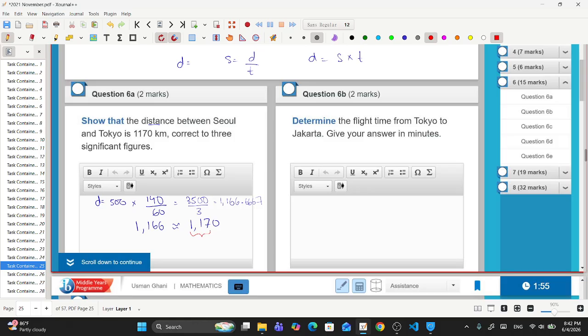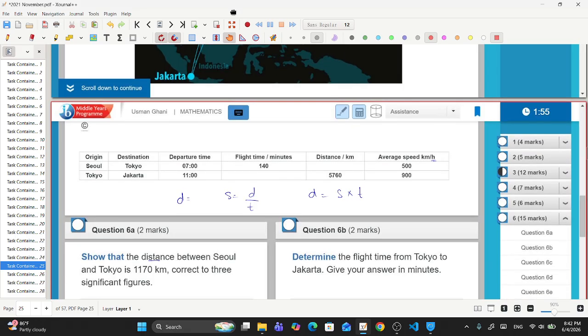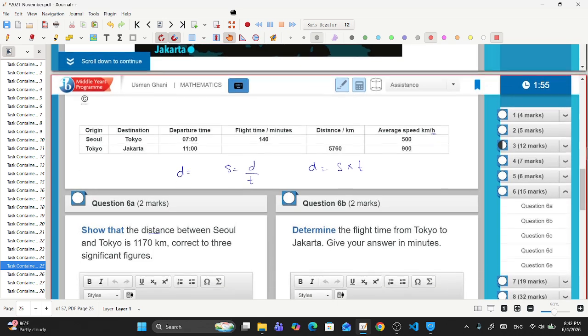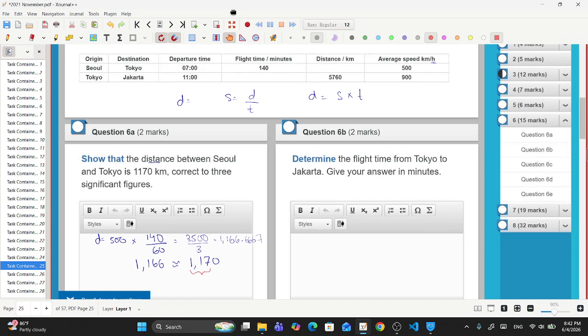Then it says determine the flight time from Tokyo to Jakarta. Give your answer in minutes. Flight time from Tokyo to Jakarta. Departure time is 11. Arrival time is not given. That's the reason why it tells us to find the time.